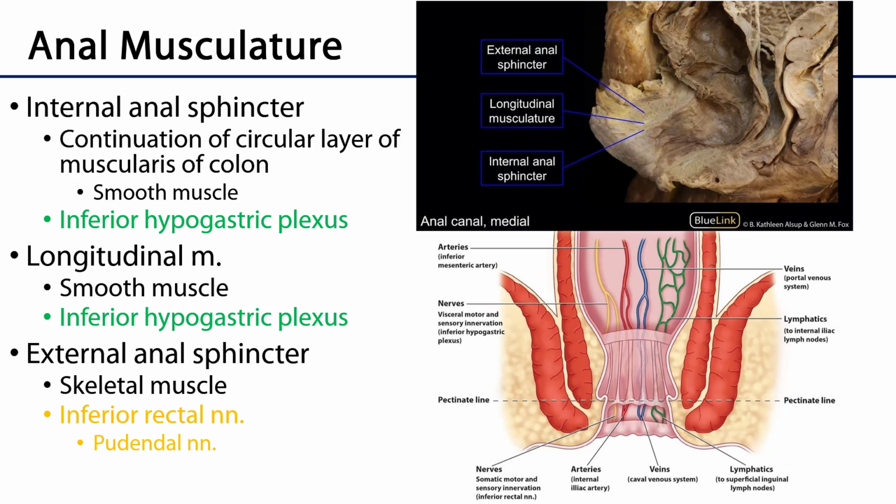So we can see in this cadaveric view here, we have the internal anal sphincter. This internal anal sphincter is a continuation of the innermost layer of the muscularis of the colon, specifically that circular layer. It's not truly circular like most sphincters are. It's more of a spiral orientation, which is reflective of its origin from that layer of the muscularis. As it is smooth muscle, and as it is of the hindgut, that internal anal sphincter is going to be under autonomic control, specifically from the inferior hypogastric plexus.